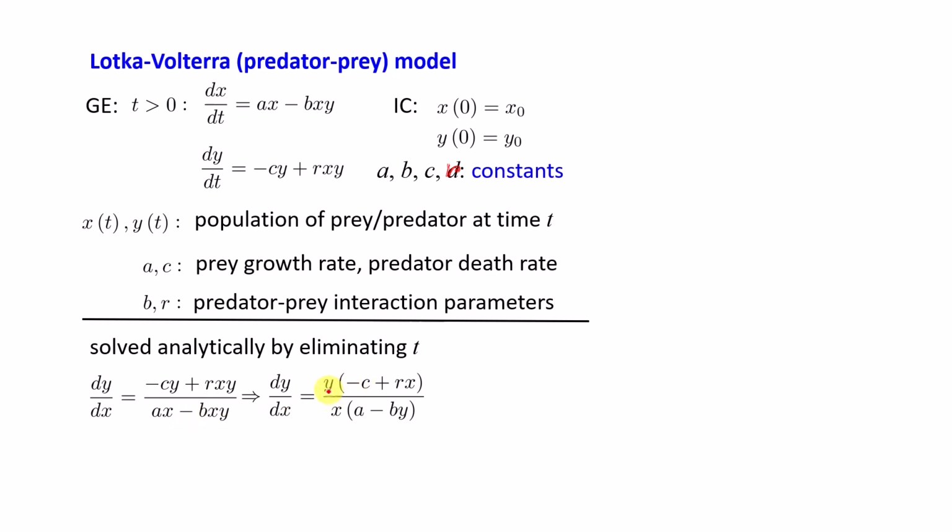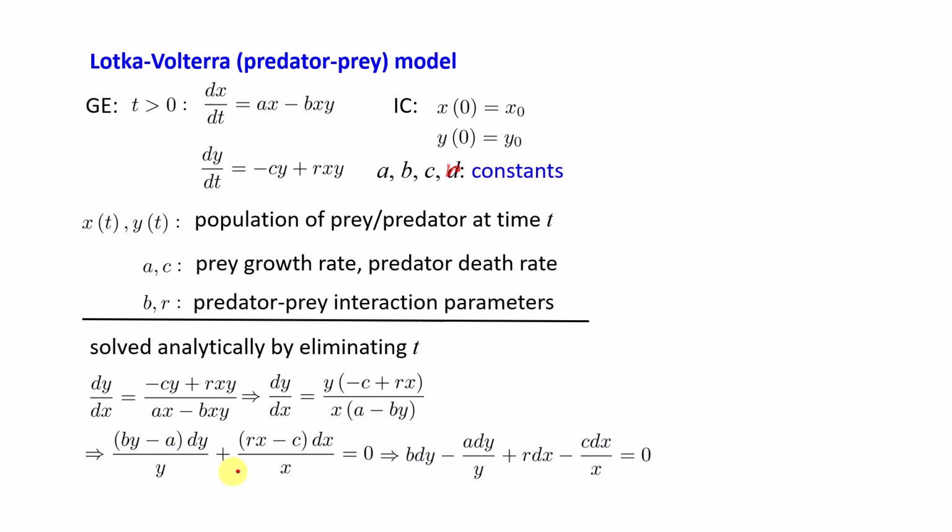So now we can separate x and y. I have dy/dx here, and if I take the y out, it becomes minus c plus rx over a minus by. So y and x are somewhat separated here. You can see that this is (b y minus a)/y dy equals (r x minus c)/x dx. So we can break it down into b dy, a dy/y, r dx, c dx/x. So we can integrate all these terms and we can get a result like this.